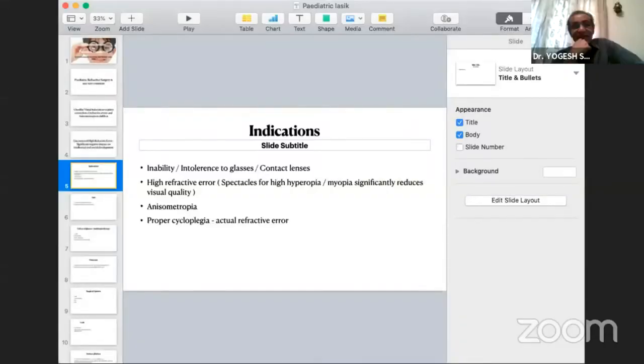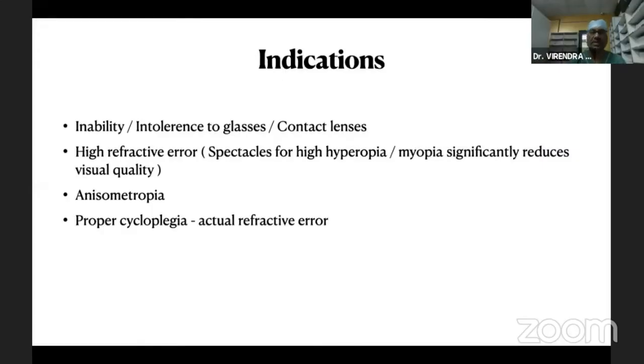Sorry to interrupt you, sir. The PPT screen is not visible. You asked about audibility, that was there. Okay, so should I share again? Yes, sir, it is there now. I hope it is visible now. Yes, sir. Okay.